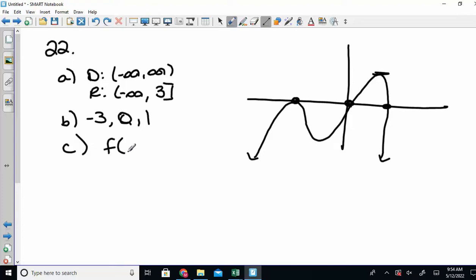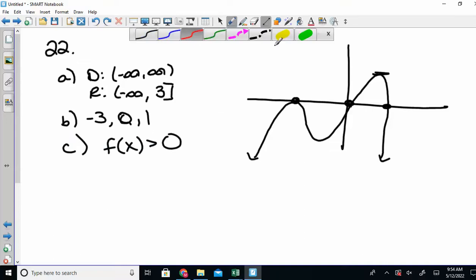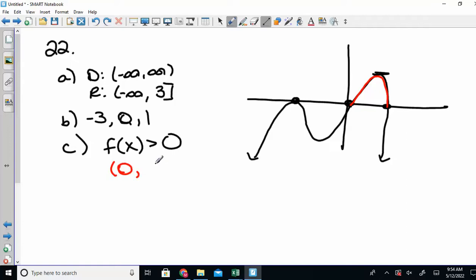C. I want to know where the function is greater than 0. So greater than 0 was right here. So that starts when x is 0 and ends when it hits it again, which if you look at your graph, this is x equals 0, that's x equals 1. They get parentheses because I just said greater than, not greater than or equal to.